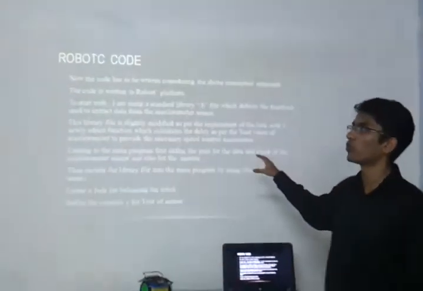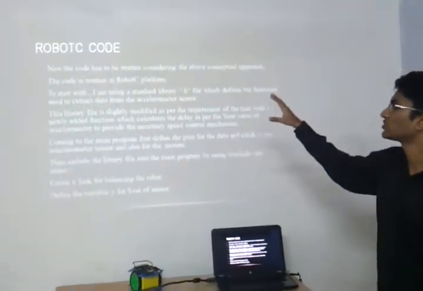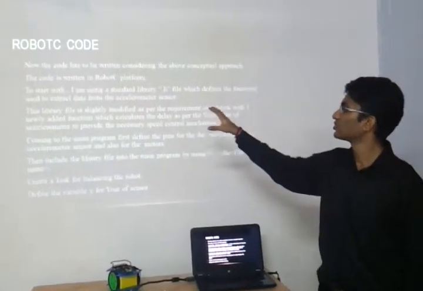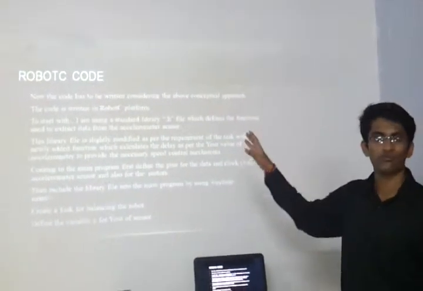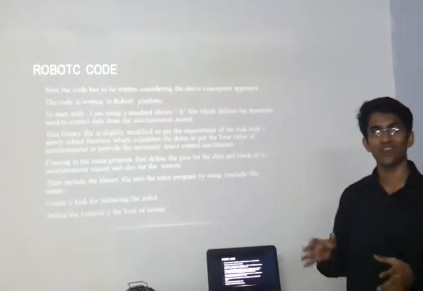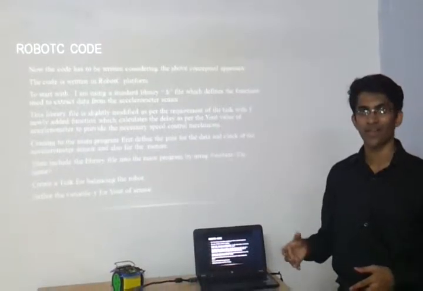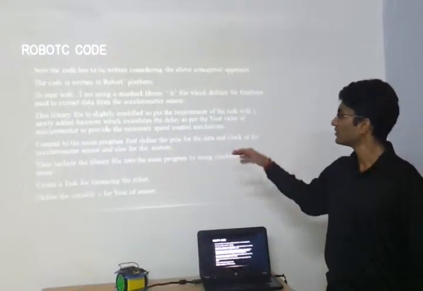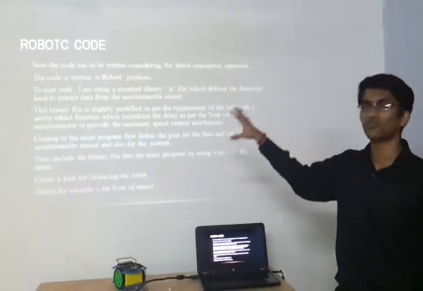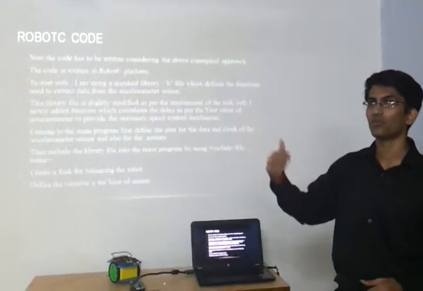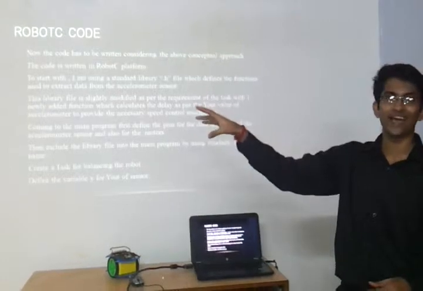So let's come to the robot C code now. For the robot C code, I have used the platform RobotC. To start with, we first create a library file which defines the function for the accelerometer to take data from the accelerometer. After taking data, we create a file which takes data from the accelerometer. The other thing we have to give is the calculation of tilt angle and delay.